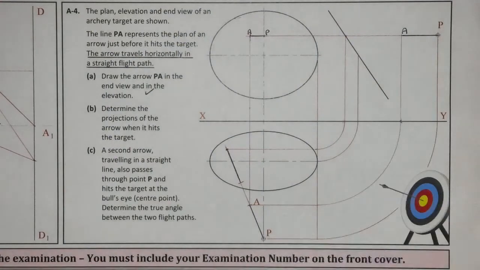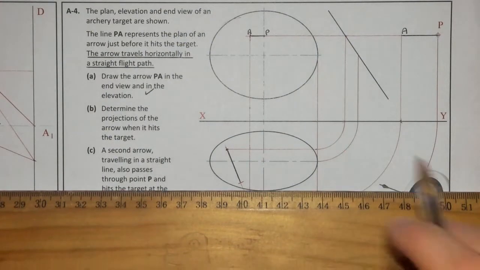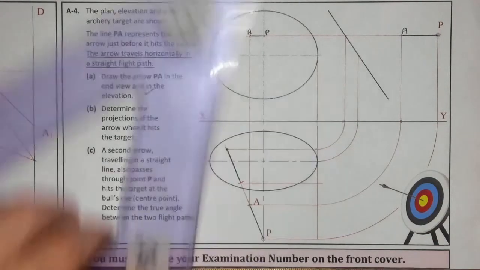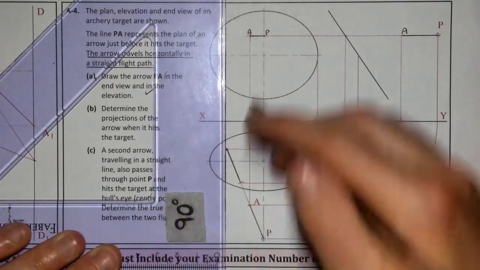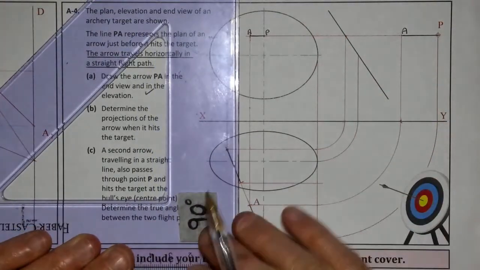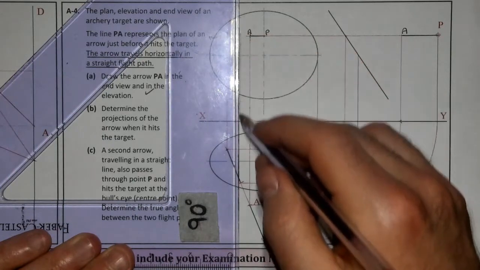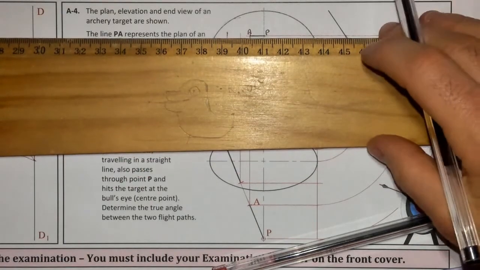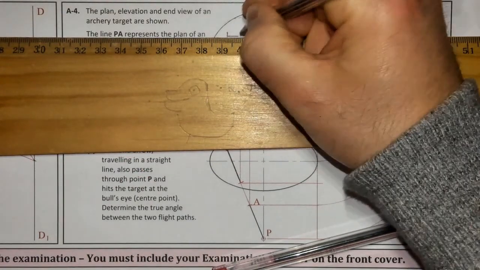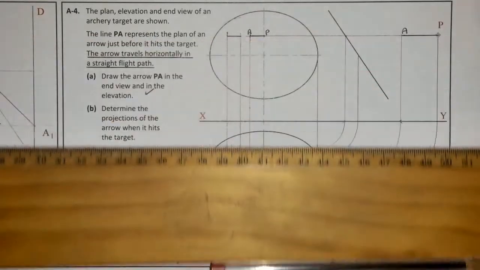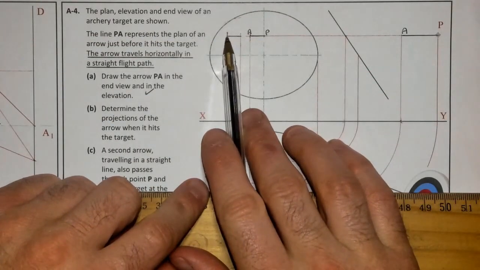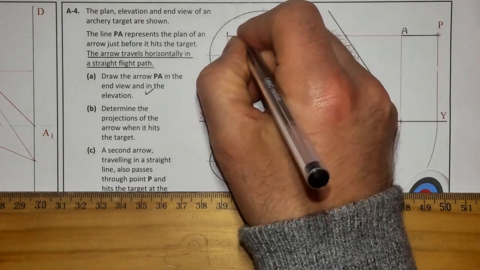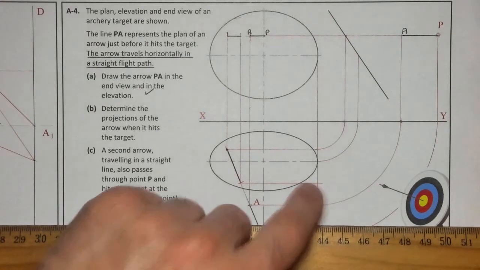If I found that new line PA in my plan, I suppose I'll have to find it in my elevation as well, and my end elevation. My elevation is actually easy enough to do. Project it up, project it up, and project it across. So that's my arrow as it has entered. At this point it enters the actual target, and that's the tail of the arrow. Once again that's P, that's A, and I have to represent that over here.